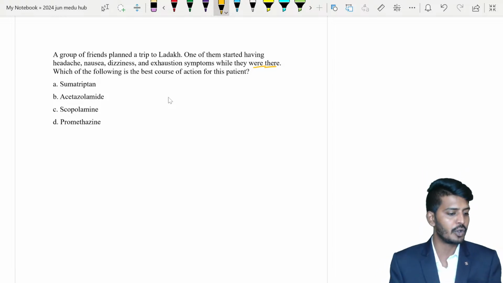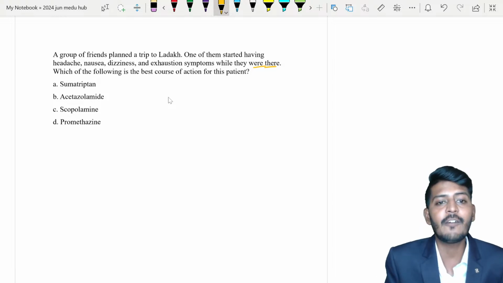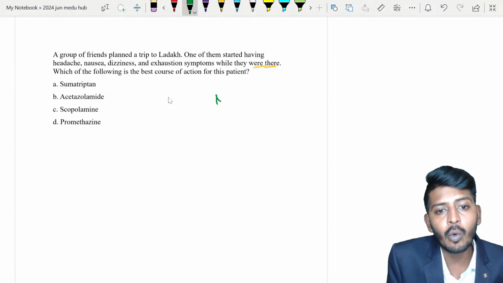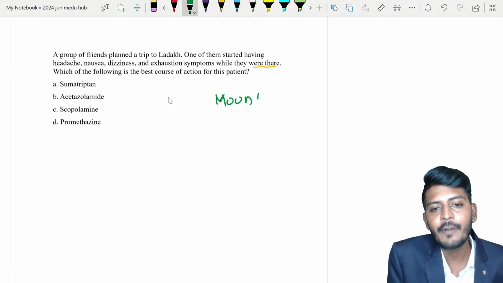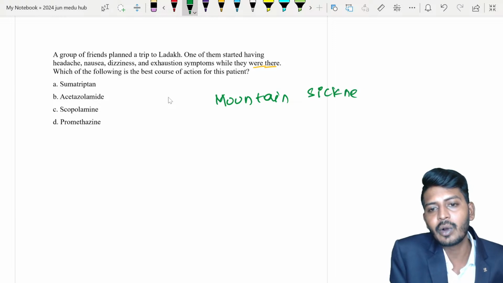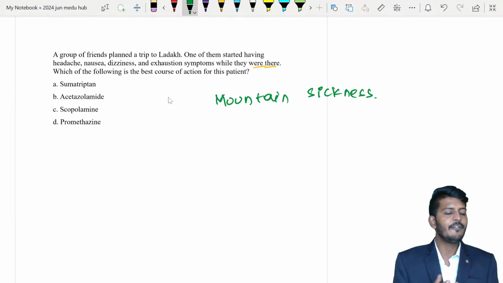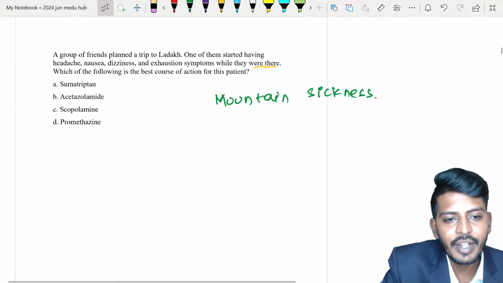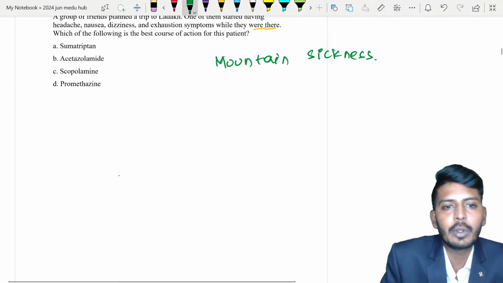It is not a case of motion sickness. It is a case of mountain sickness. Okay, so ध्यान से सुनो. It is a case of mountain sickness. तो चलिए पहले mountain sickness के बारे में थोड़ा बहुत पढ़ लेते हैं.